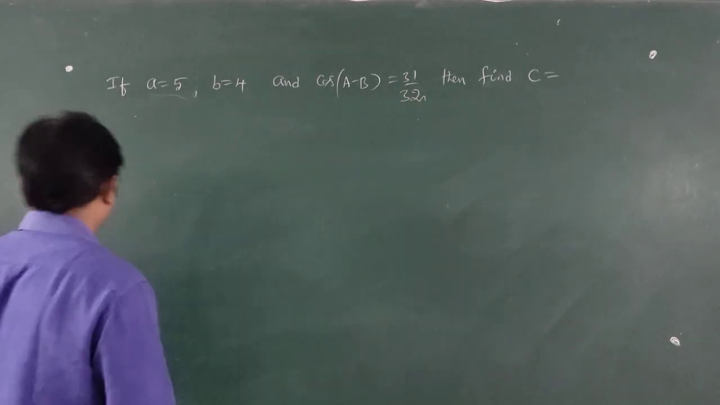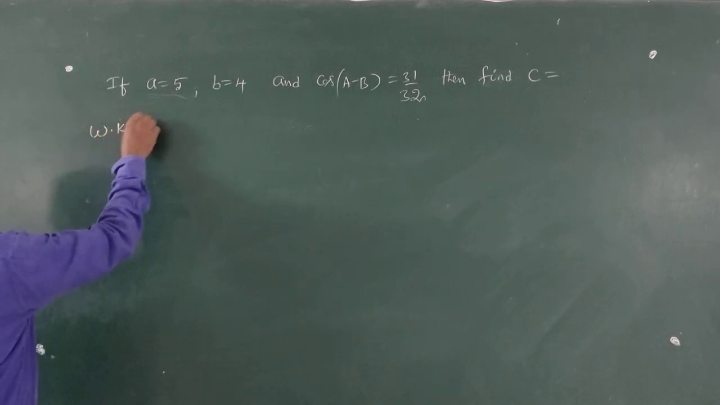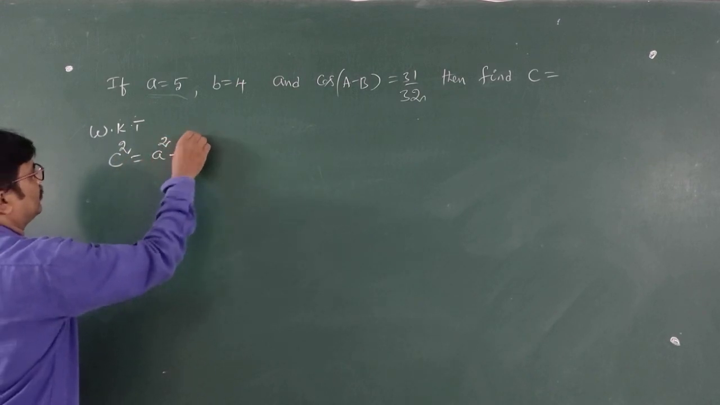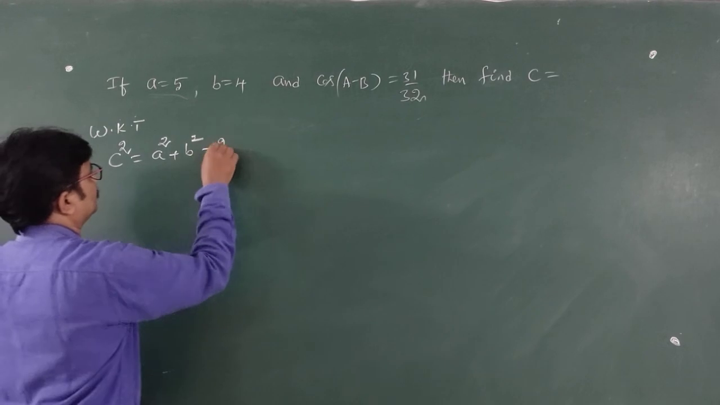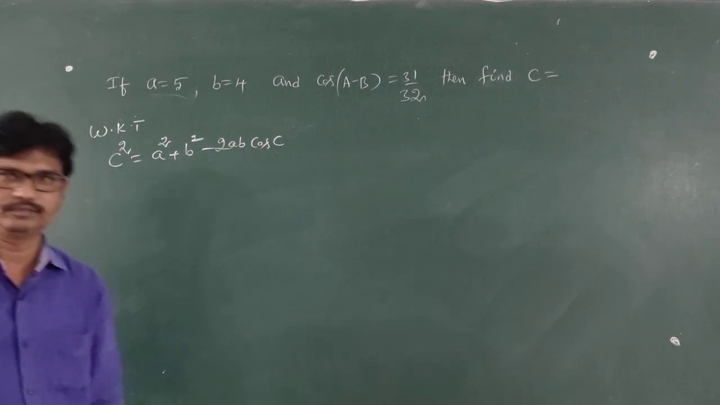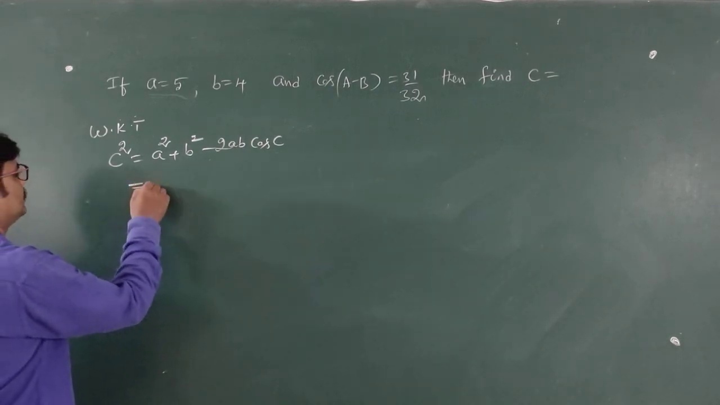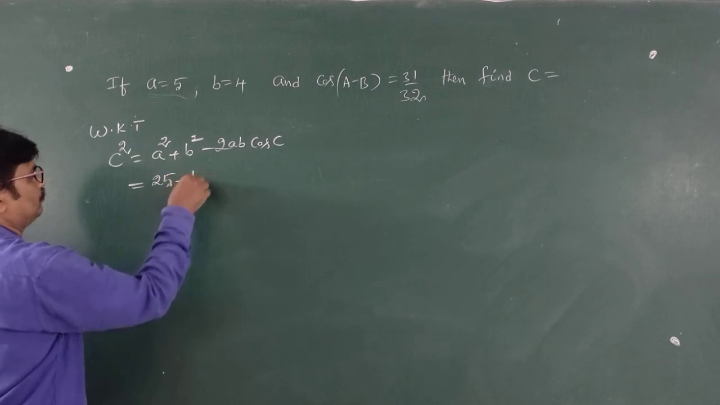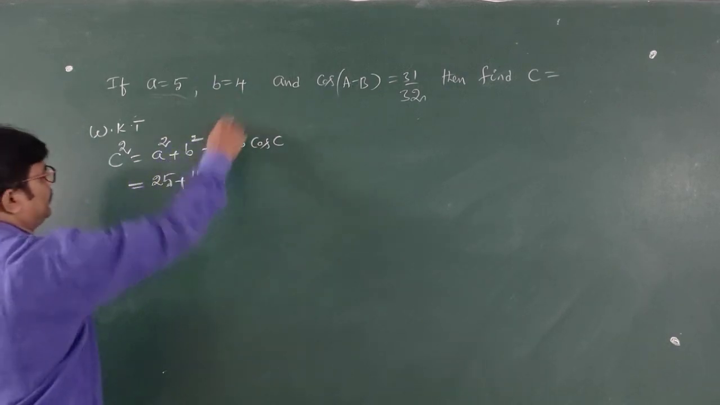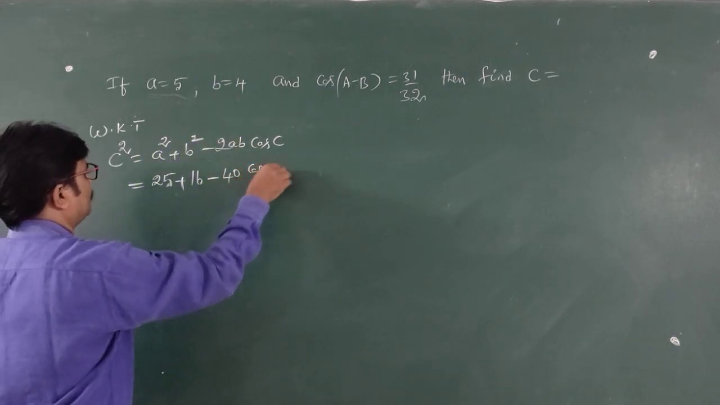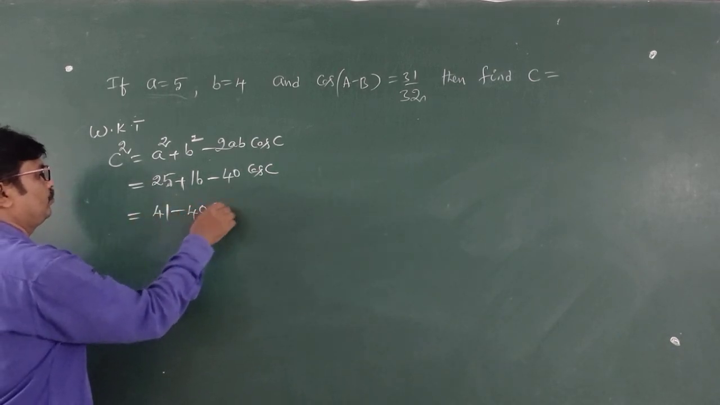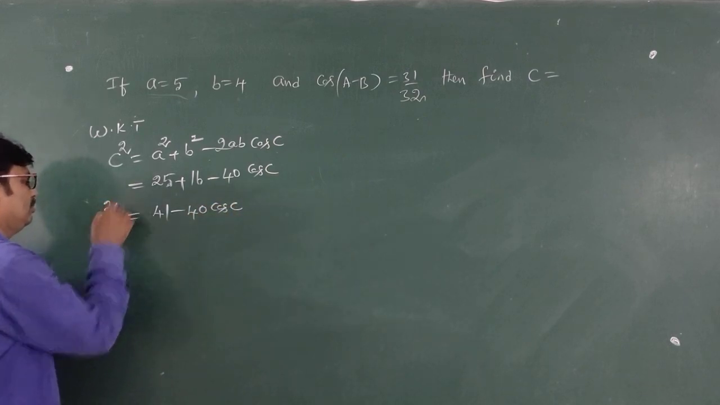We know that from the cosine rule, dear students, c square equals a square plus b square minus 2ab into cos c. This is the value of c square. Now students, a square is 25, b square is 16, minus 2ab. So 5 fours are 20, 20 into 2 is 40, into cos of c. Now this is 41 minus 40 into cos c. This is the value of c square.